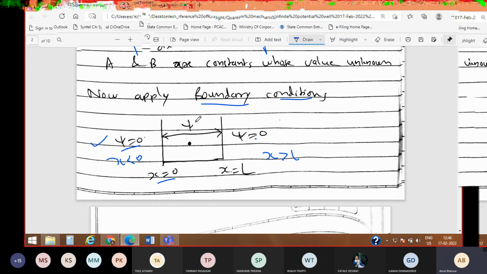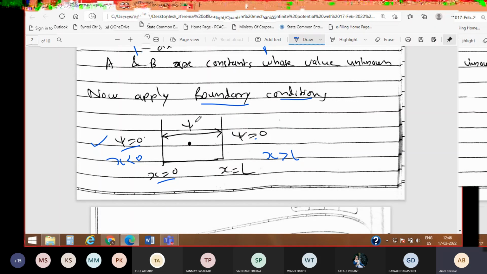Now put the boundary condition x is equal to L. Now, what is the boundary condition? Now we will put x is equal to L. First of all, I had taken x is equal to 0. Now I will take x is equal to L. Okay, this is the boundary condition I have taken for equation number 2.